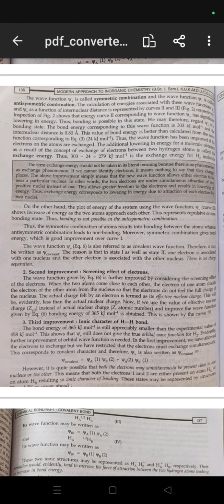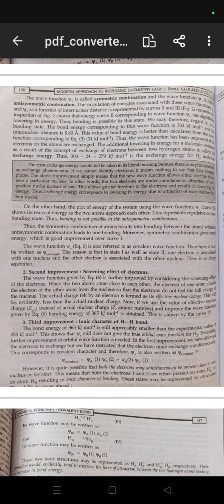Third, ionic character of the H-H bond. The bond energy of 365 kJ per mole is still appreciably smaller than the experimental value of 458 kJ per mole. This shows that psi still does not give the true orbital wave function for H2. Evidently, further improvement of the orbital wave equation is needed.